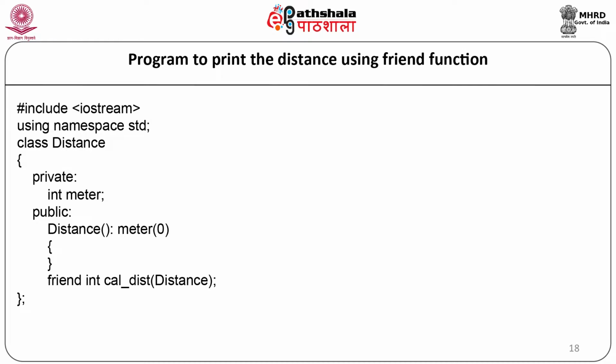Now we will define our friend function as int cal_distance, inside the argument Distance d. As you can see, inside the class when we declare it as a friend, only the data type, that is Distance, is okay. If you do not give the name of the object, that is also fine, but at the time of the definition the object name as a parameter is essential. Now we will start with the body of the function: d.meter equal to 5, return d.meter, and our function will end.